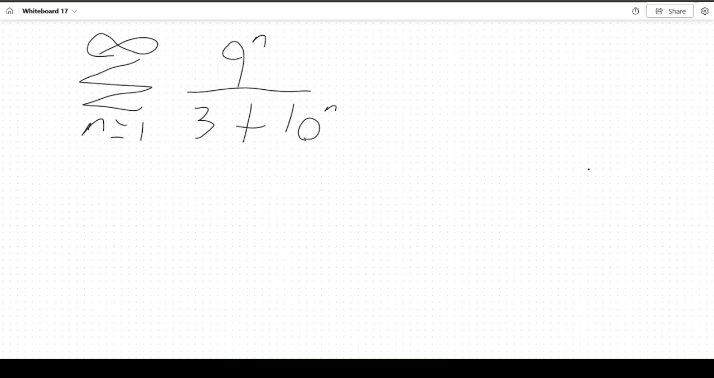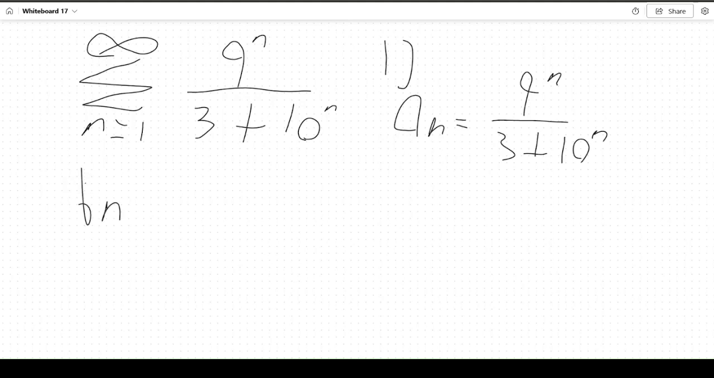Alright, so we have another problem. In this case, we are going to use a geometric series. So let's start off by rewriting this. We can rewrite this to An, and Bn is supposed to be greater than An. So we can just take out the 3 plus 3. So this will be 9 to the power of n over 10 to the power of n.